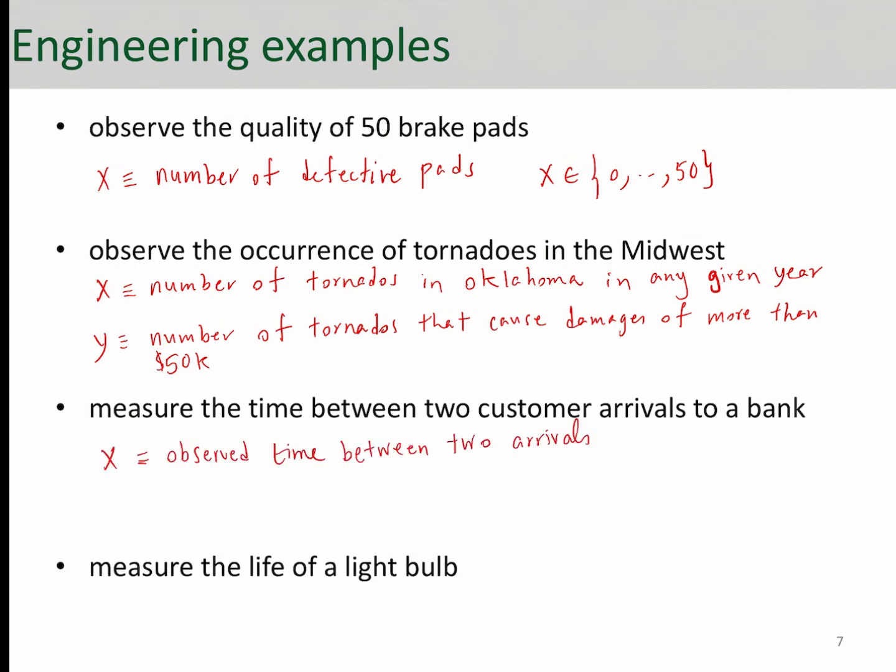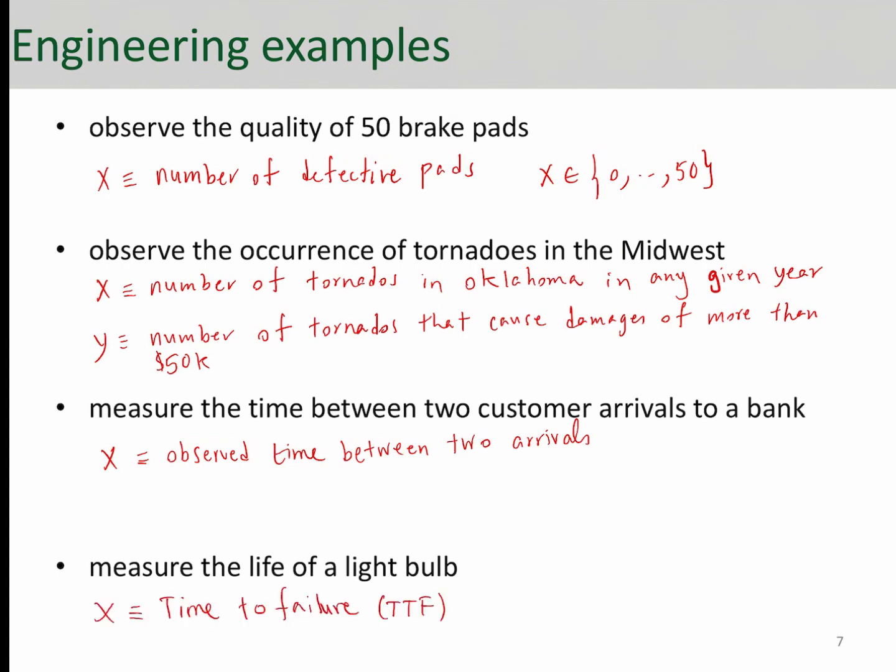Or measuring the life of a light bulb. And in that case, the time to failure is a very common random variable that they follow in reliability applications mainly. Time to failure, or it's called TTF.